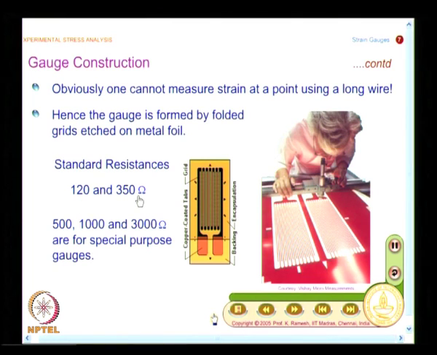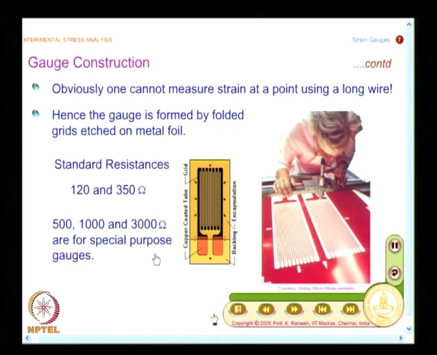Then you have 350 ohms. With the advancements in composites, now you have 500 ohms, 1000 ohms as well as 3000 ohms developed. And mind you, they are very difficult, it is not simple, it is very expensive. Strain gauge is also very expensive, and the moment you paste it, strain gauge is lost, you cannot reuse it. So, you have to be very careful in designing your strain gauge instrumentation. It is a very expensive proposition.